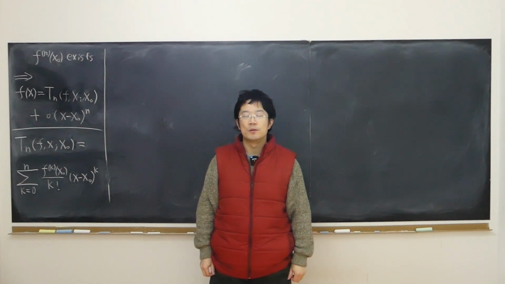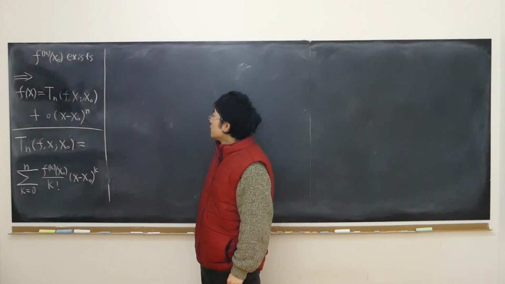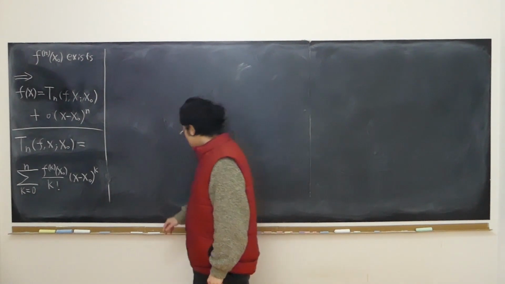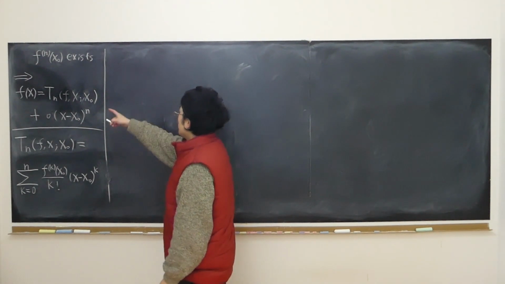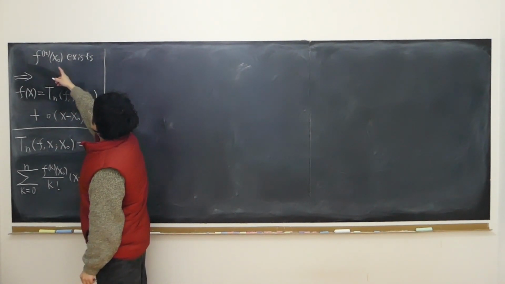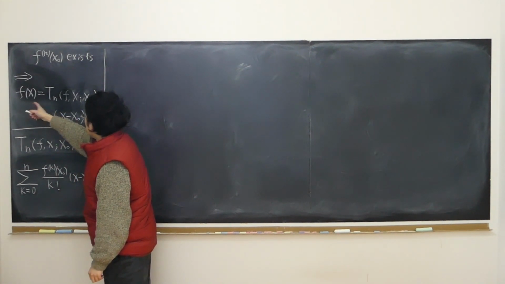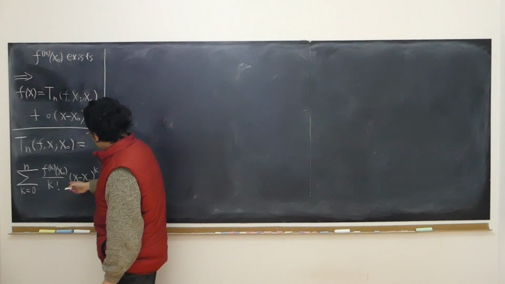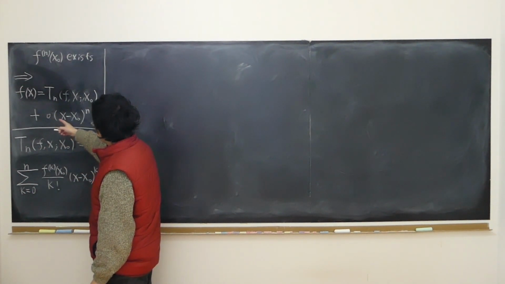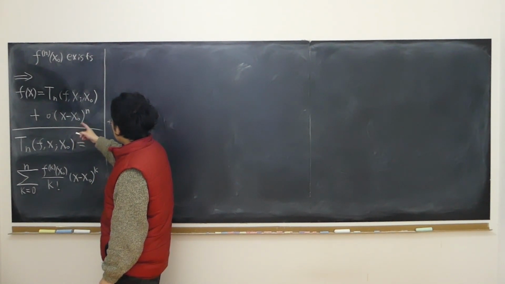What motivates people, what motivates Taylor to invent or to discover Taylor expansion or Taylor series. The possible motivation I'm going to discuss in this video. So why, in other words, why can f of x as a function be written, if the nth order derivative exists at a point x naught, as a sum of a series of polynomials plus an infinitely small amount, little omicron of x minus x naught to the power of n.